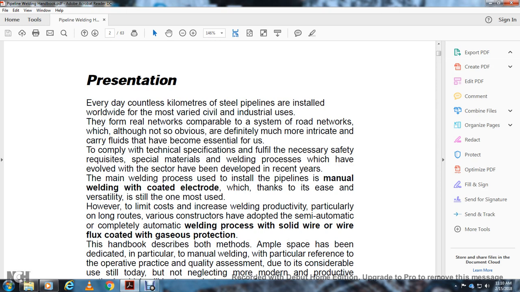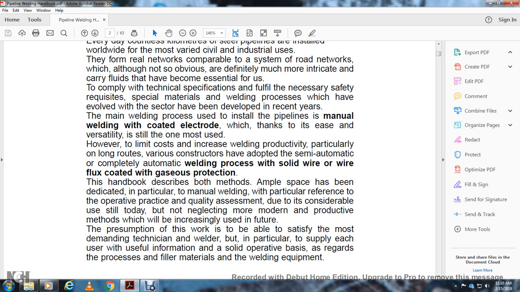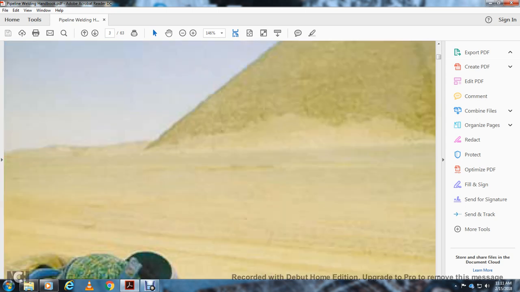However, given the limited cost and the increased welding productivity, particularly on long runs, various constructors have adopted semi-automatic and completely automatic welding processes with solid wire and flux-coated gaseous protection. The handbook described in this message dedicates ample space to manual welding, with particular reference to operative practice and quality assessment, which is still considerable today, but does not neglect more modern productive methods that are increasing in use in the future. The aim is to satisfy the most demanding technicians and welders, supplying a solid operative base as regards the process, filler metals and welding equipment. Introduction.